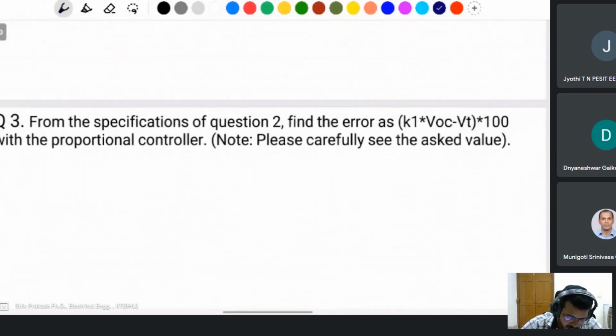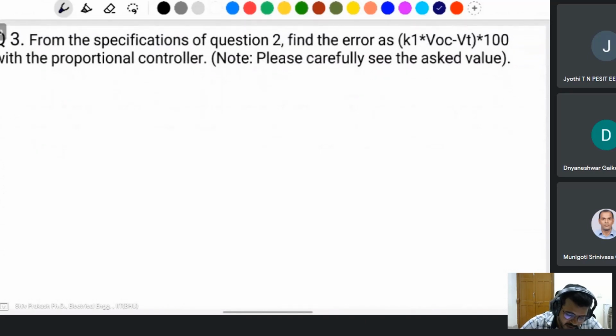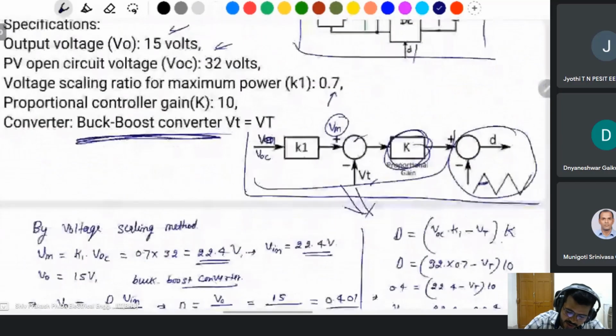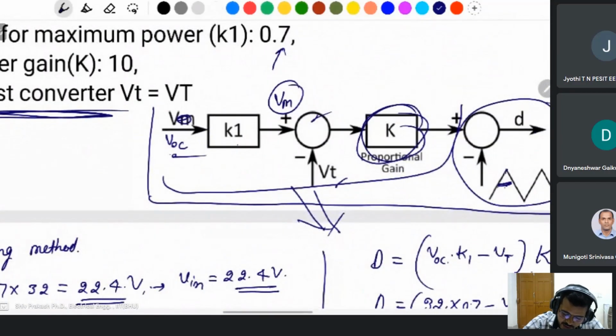Okay, next question is given from the same specification as question 2. Find the error as given: VOC minus Vt into 100. Error is given as VOC into K1 minus Vt into 100. Same thing, this error: VOC into K1 is Vm minus Vt.